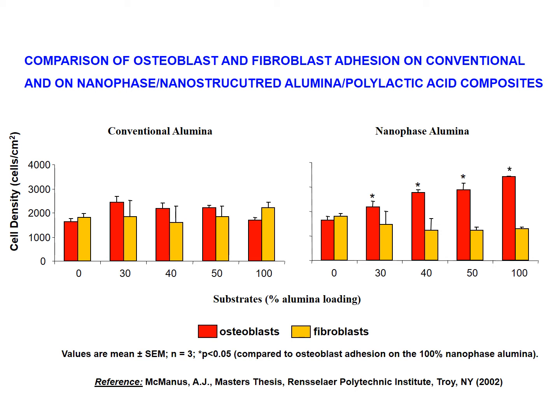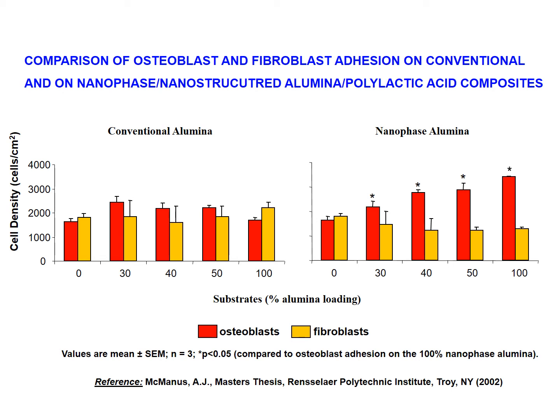When either one of those two cells tested, either the fibroblasts or the osteoblasts by themselves, were allowed to adhere on the substrates tested, you notice that there was no difference in the results. You may say that either one type of cell adheres similarly on all the substrates tested, independent of the respective composition. In the case of nanophase alumina, however, there were some very interesting and different results.